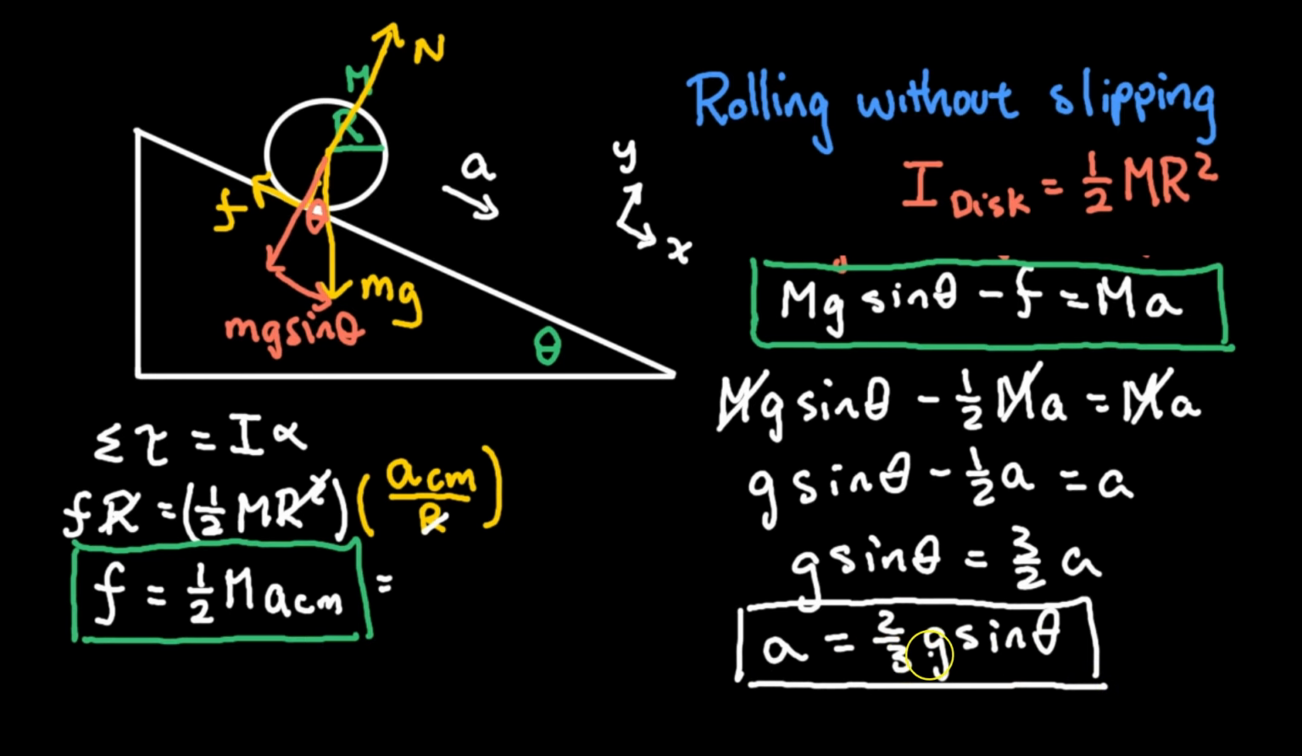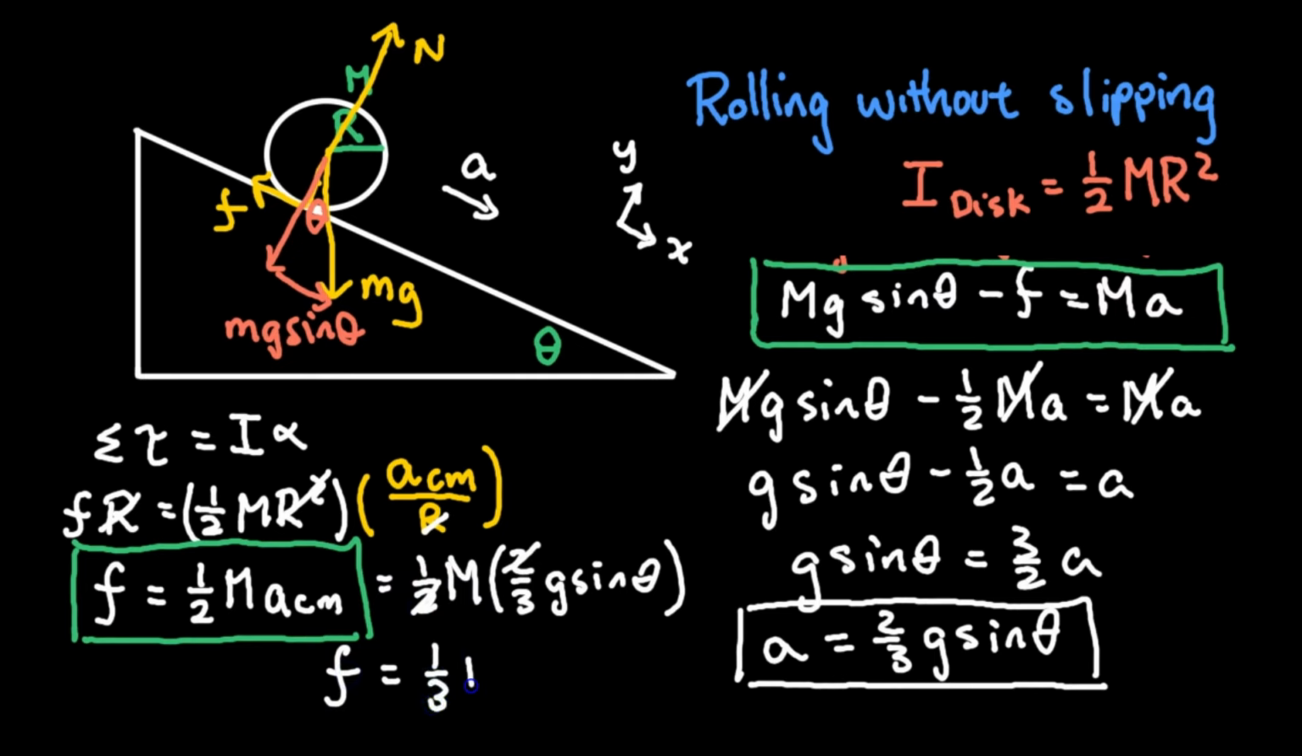So this is the acceleration of our disk rolling down a ramp with an angle of theta. Now that we have the acceleration with our given variables, we can plug this back into our equation with friction so that we can get an equation for friction with only our given variables. If we do that, we get that the friction is equal to 1/2 times the mass times 2/3 g sine theta. Notice that the 2's cancel out, and that leaves us with a friction of 1/3 times the mass of the disk times g sine theta.